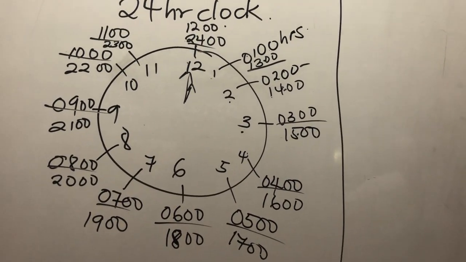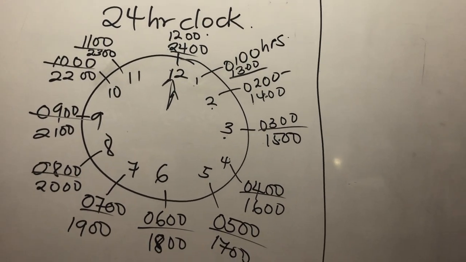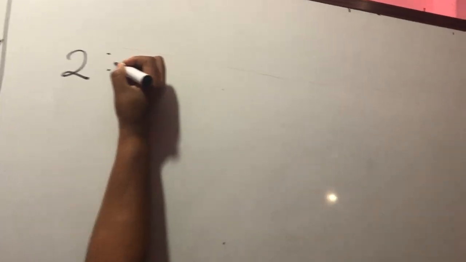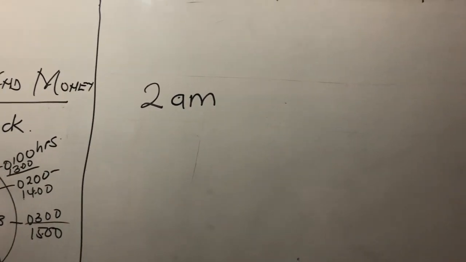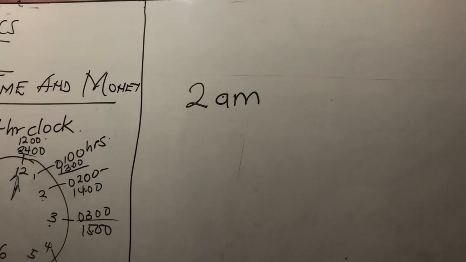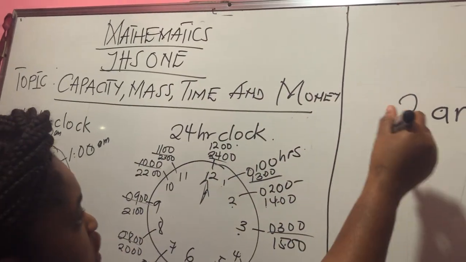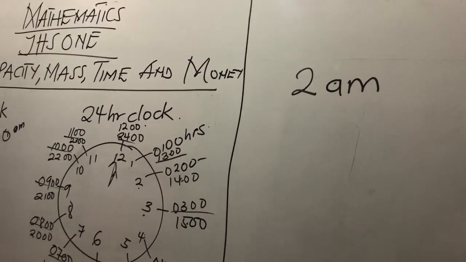Okay, now they are asking a question. Express the following times in 24-hour clock times. So please pay attention to the question. Because of time, I can't write all the questions on the board. They said express the following times in terms of 24-hour clock times. So you have 2 a.m. The moment you hear a.m., it should tell you that it is the 12-hour clock, the one that Ghanaians mostly use. Now they're asking you to change this 2 a.m.